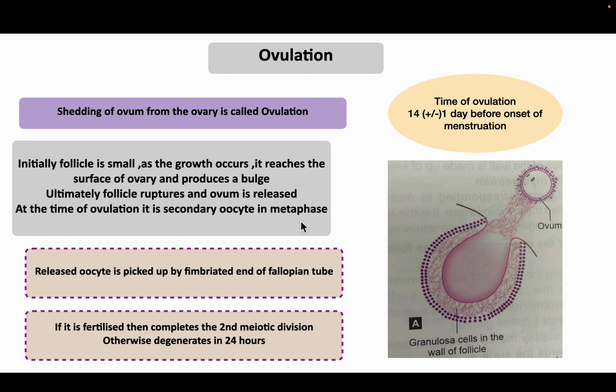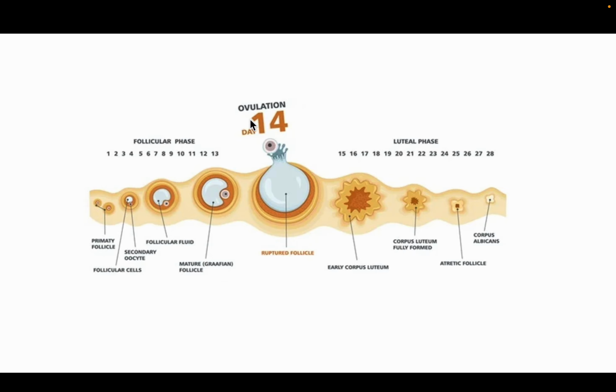We have already discussed these slides in previous lectures. Now the released oocyte is picked up by the fimbriated end of the fallopian tube. If it is fertilized, then it completes its second meiotic division, otherwise it degenerates in 24 hours. So these are the stages. You can see what is happening in the first 13 days. That is the follicular phase. The follicle is developing. On the 14th day ovulation happens, and after that the luteal phase starts.